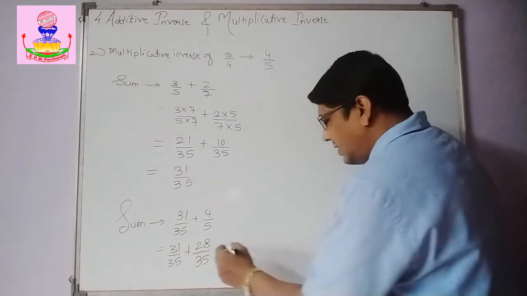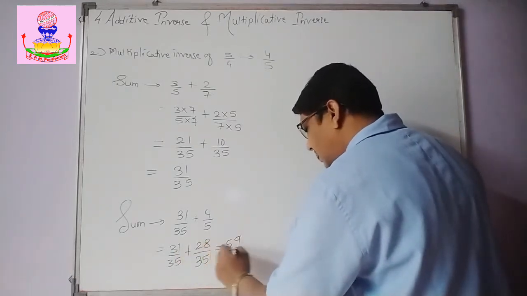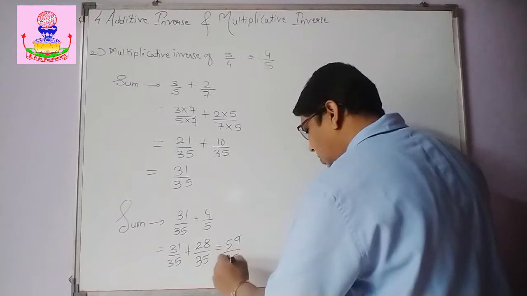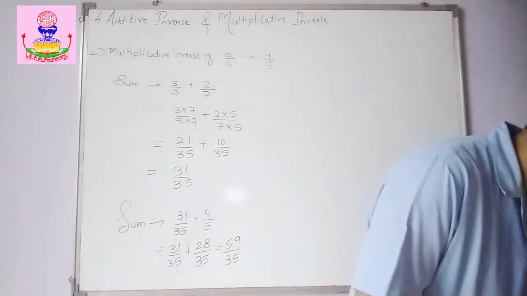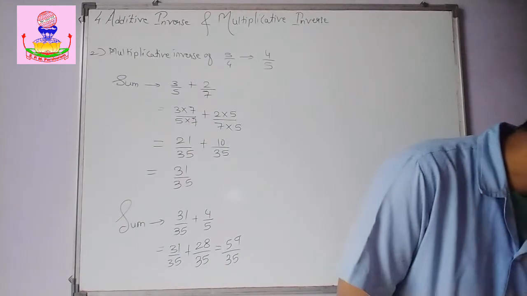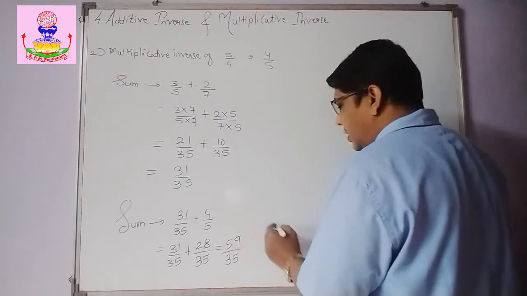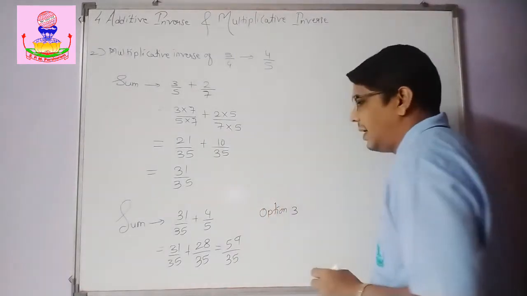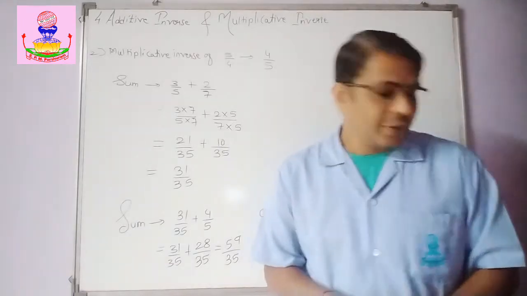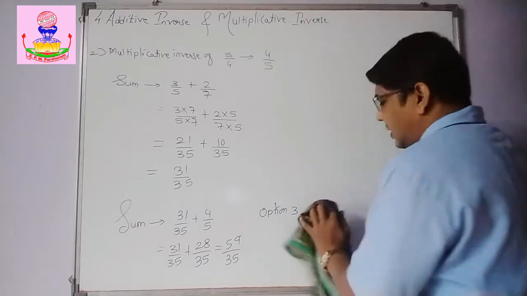Okay. Now that is equal to 8 plus 1 is 9, 3 plus 2 is 5. 59 upon 35. Are they divisible? Not at all. And so option number third, 59 upon 35. Option third. That is the right answer. Okay. So now next example. Let's move to the next example.